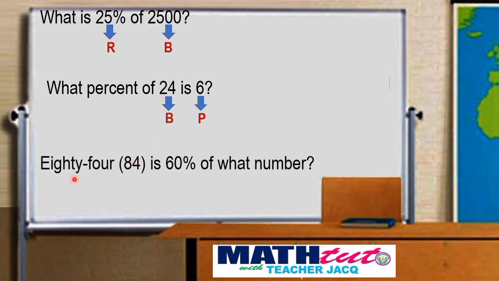Next, we have 84 is 60% of what number? So, ang ating given ay 84 and 60%. Okay, sa Tagalog sabi niya ang 84 daw ay 60% ng anong number. So, yung 84 dito, ito yung ating percentage. Then, yung may sign ng percent, yun yung ating rate. And ang hinahanap dito ay ang base.